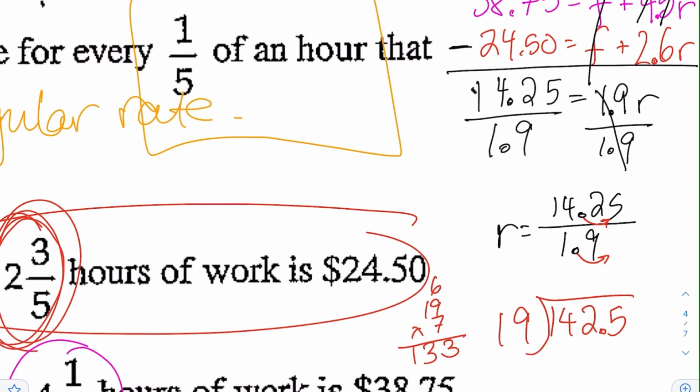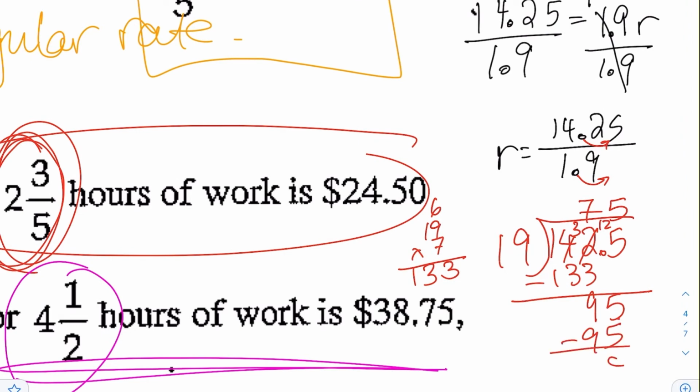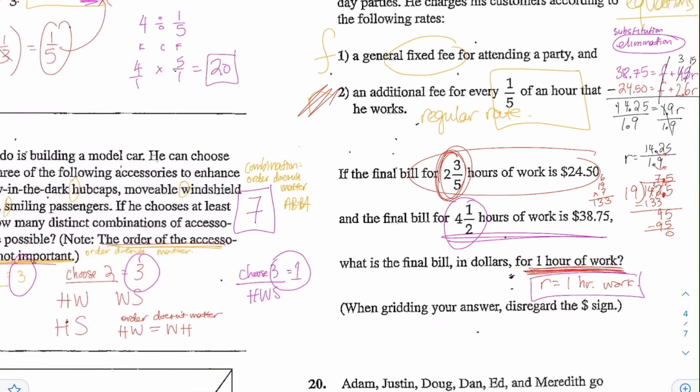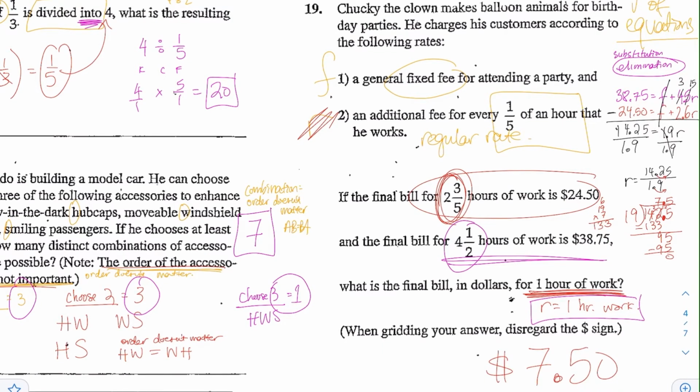And that's equal to 133. So 7 times 19 is 133. You subtract, you get 95. And then 19 goes into 95 exactly 5 times. And 5 times 19 is 95, which is 0. So there's a decimal point here, so make sure you float that up. That means that for each hour, you'll get $7.50 for each hour.